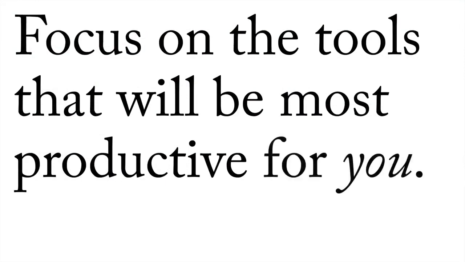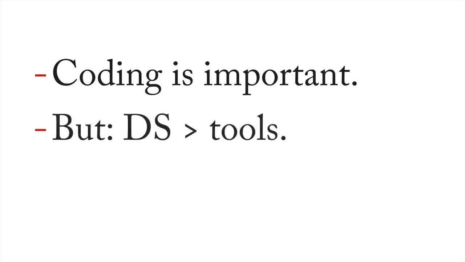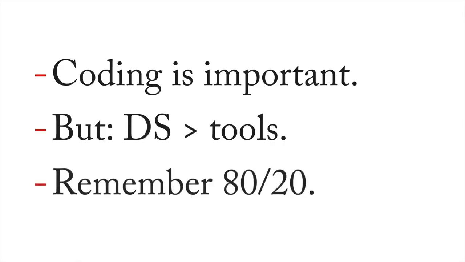So in sum, let's say these three things. Number one, coding, or simply the ability to manipulate data with programs and computers. Coding is important, but data science is much greater than the collection of tools that's used in it. And then finally, as you're trying to decide what tools to use and what you need to learn and how to work, remember the 80-20 rule. You're going to get a lot of bang from a small set of tools. So focus on the things that are going to be most useful for you in conducting your own data science projects.